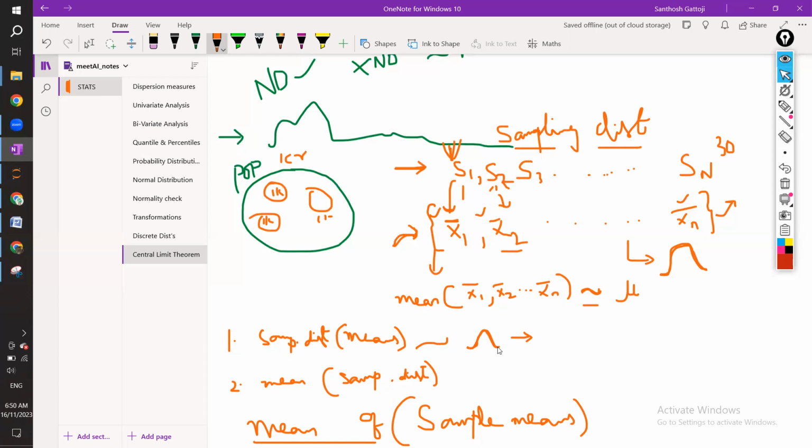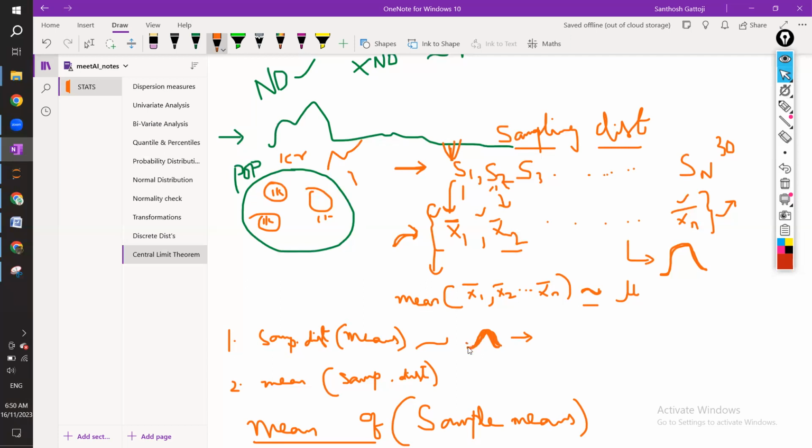Now the main important point is this will be true irrespective of the population distribution. That is a point. Irrespective of the population distribution, it could be anything. I don't know the population distribution. It could be this one or this one, whatever the population distribution is.